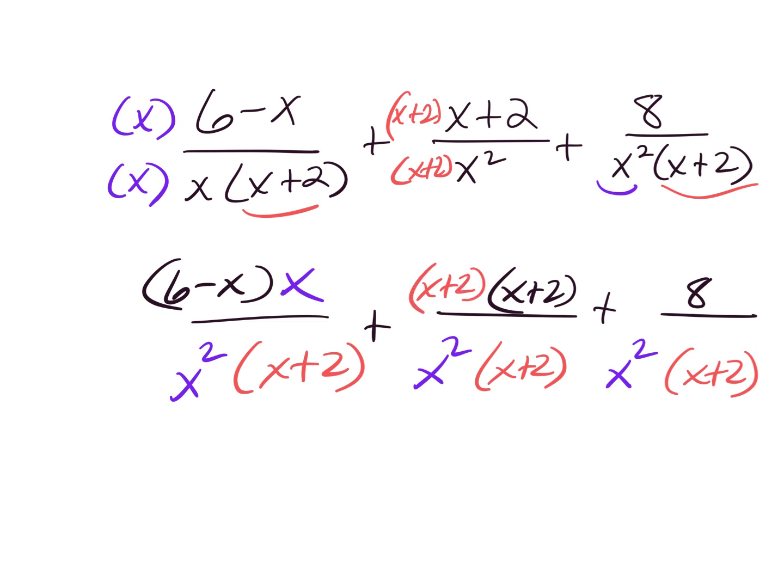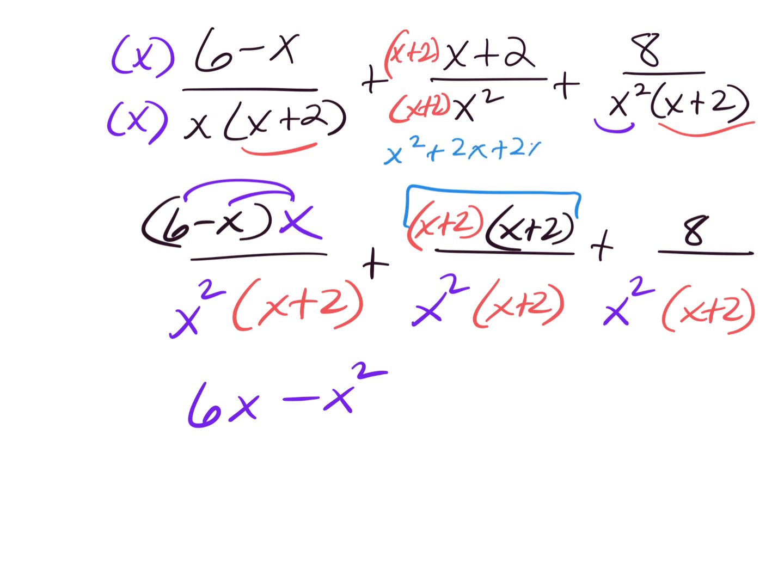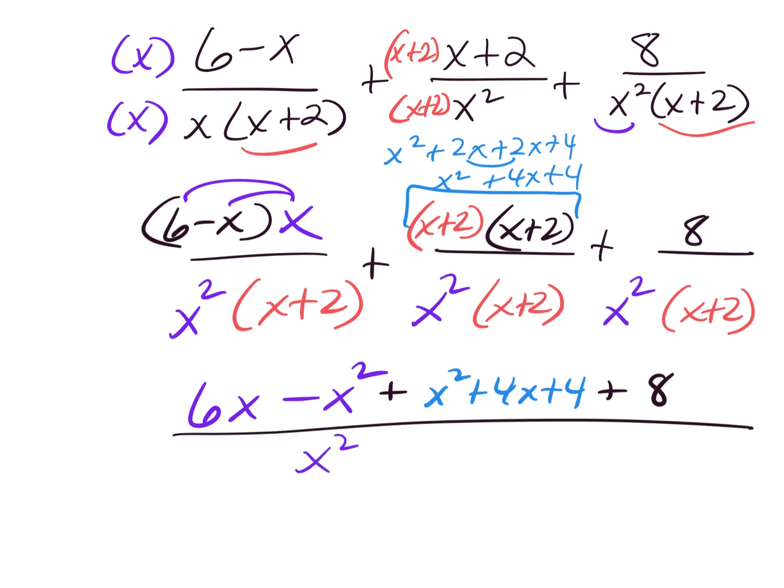So now, do not cancel. I'm going to distribute the purple x to the 6 and to the negative x. So 6x minus x squared. For this one, I got to FOIL these two. So this will become x squared plus 2x plus 2x plus 4. Add the middle. So it becomes x squared plus 4x plus 4. So that's what's going to go on the top here. And then the plus 8. And then it has the common denominator of the x squared times the x plus 2.